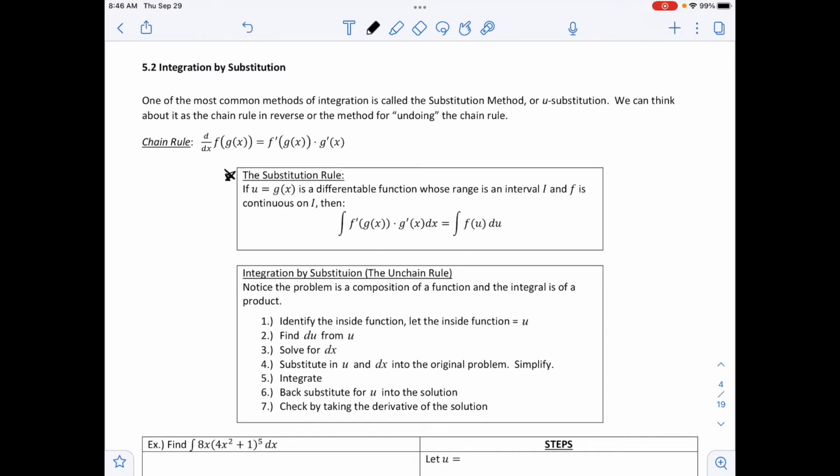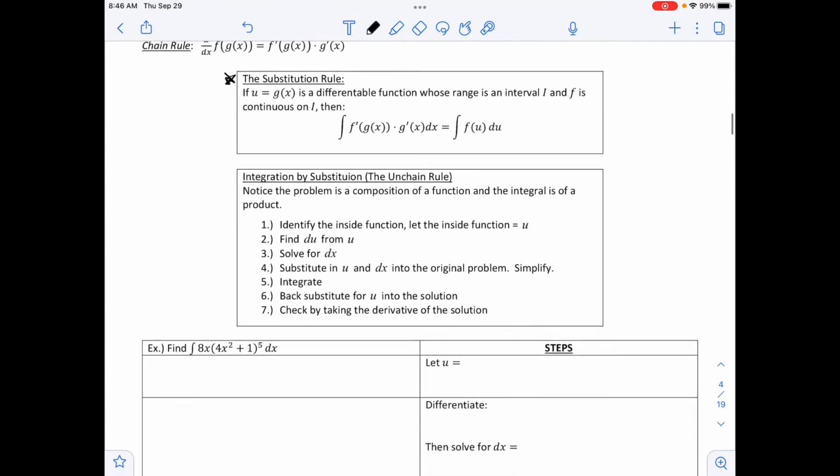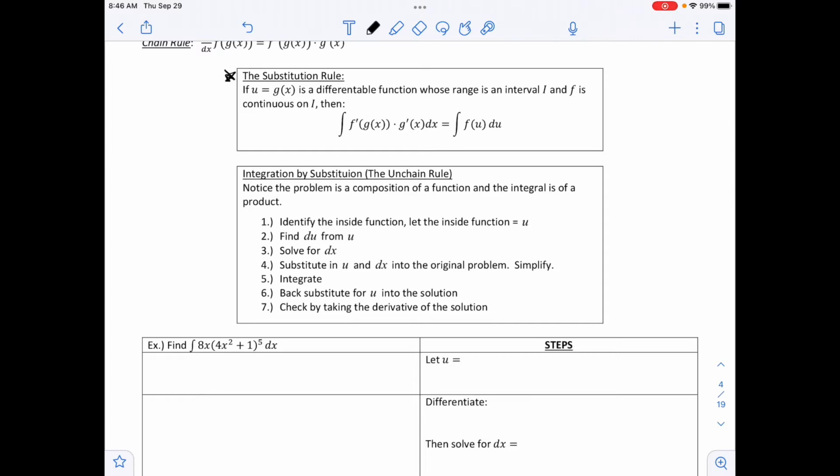This is going to be the integral of f prime of g of x times g prime of x dx is just equal to the integral of f of u du, where u is equal to that inside function g of x, and is a differentiable function whose range is the interval I, and f is continuous on that interval I. Integration by substitution, or the unchain rule.